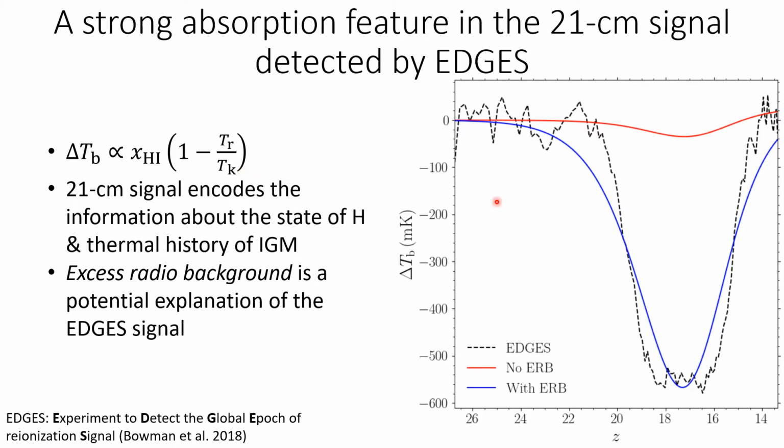In the figure on the right hand side, shown is the EDGES signal by the black dash line, and a typical example of the standard model is shown by the red solid line, and we can clearly see that there is a significant mismatch between the theory and observation. In the presence of excess radio background, our signal would look like the blue solid line, and we can now clearly see that the theory and observation are in reasonable agreement.